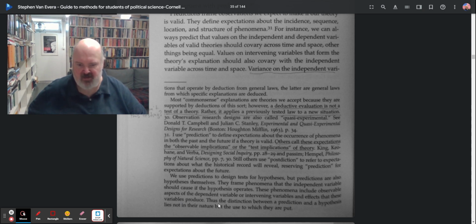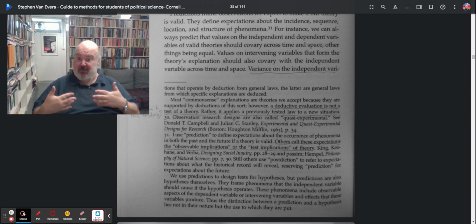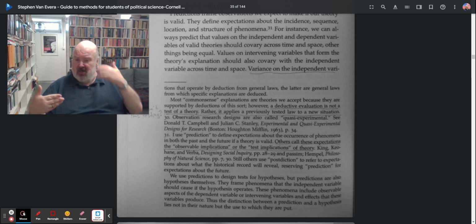produce. Thus, the distinction between a prediction and a hypothesis lies not in their nature, but the use to which they are put. So, therefore, they're the same thing. And the difference is, again, what is being done here? A prediction and a hypothesis. In other words, he says not their nature, it is the same thing.